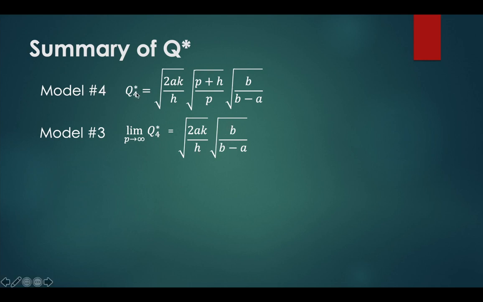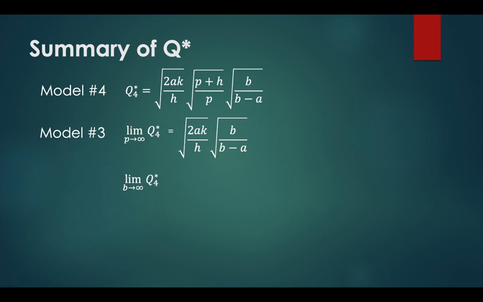Why? Because if you look at the difference between model number 4 and model number 3, model number 4 assumes that there is shortage, or you are allowing shortage. On the other hand, model number 3 assumes that there are no shortages allowed. And in this case, saying that the shortage cost approaches infinity is the same as saying you are not allowing shortages.